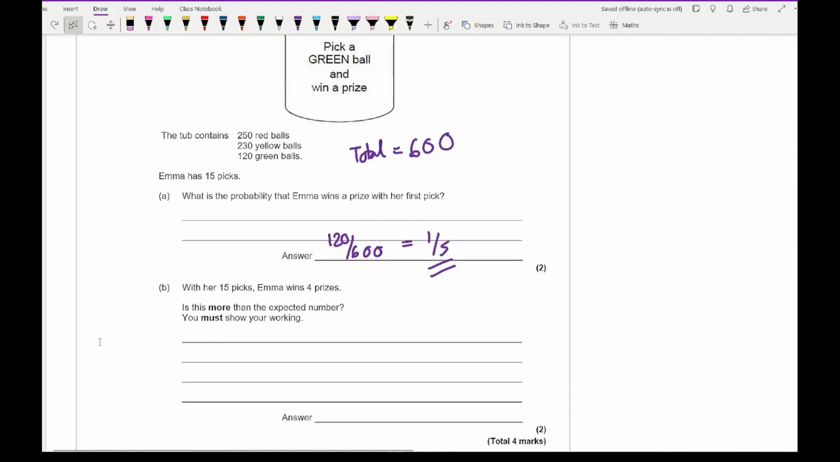It then says, with her 15 picks, Emma wins 4 prizes. Is this more than the expected number? You must show your working out. So the expected number is going to be the probability, which is 1/5, times her number of picks, which is 15. And so if we do 1/5 times 15, we get an answer of 3. So is this more? Yes, it is.